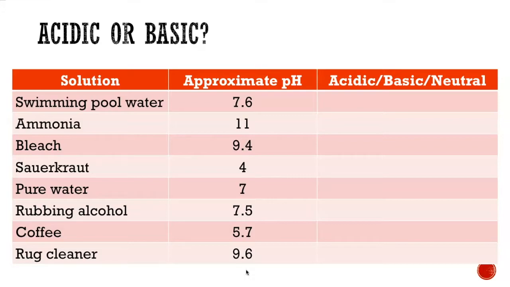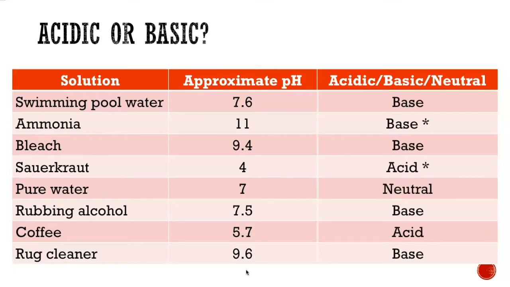Okay, so here are the answers. So again, everything above 7 is a base, and everything below 7 is an acid. And 7 is the magic number. That is neutral. And you can see I put a little star beside these two because I wanted to show what the strongest base and acid in this list were. So if I look for the strongest base, I'm looking for the highest number. And if I'm looking for the strongest acid, I'm looking for the lowest number. So just keep that in mind.